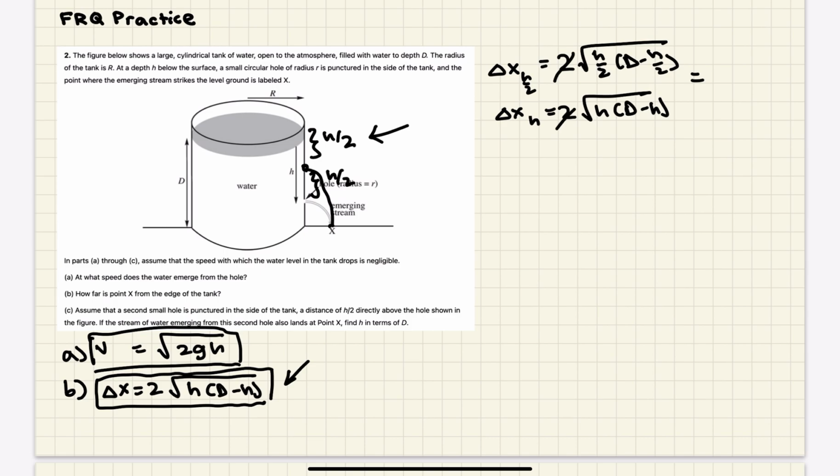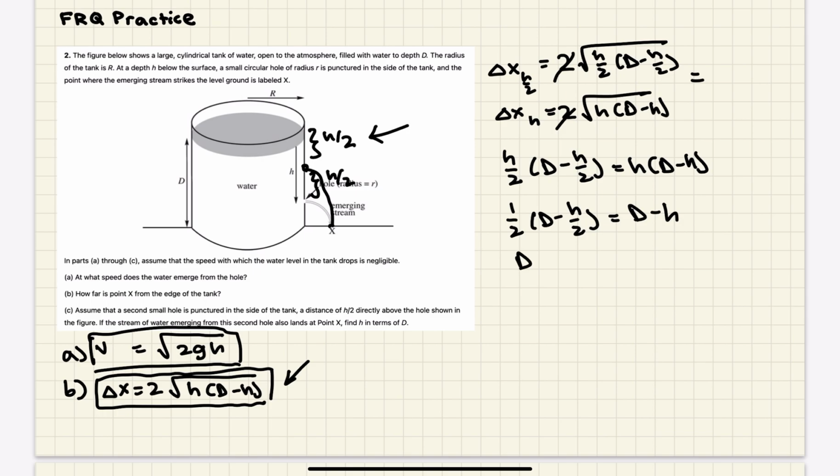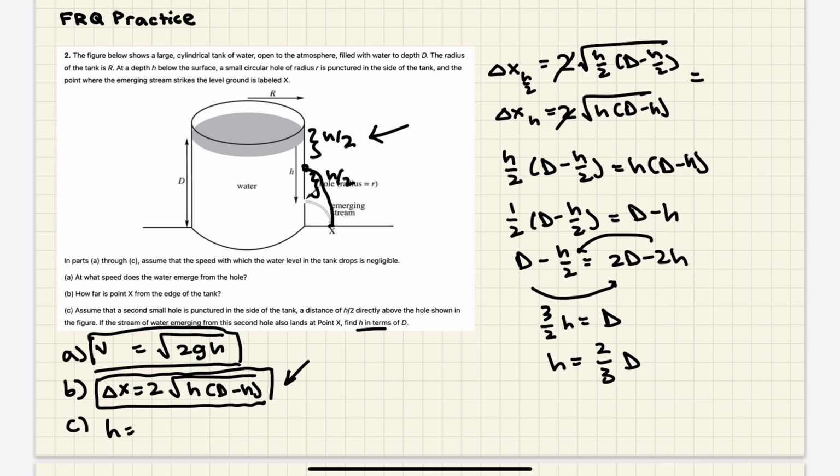So the 2's cancel. We can square both sides to get rid of the square root. And we have h over 2 times (d minus h over 2) is equal to h times (d minus h). We know h can't be 0 because you can't just have a hole at the surface. So we can divide by h here. And we get 1/2 times (d minus h over 2) is equal to d minus h. And multiplying by 2 to get rid of the fraction, d minus h over 2 is equal to 2d minus 2h. And so moving the d to this side and the h's to that side, we have 3/2 h is equal to d. And we want h in terms of d. So actually h is equal to 2/3 d. That would be our answer for part C.